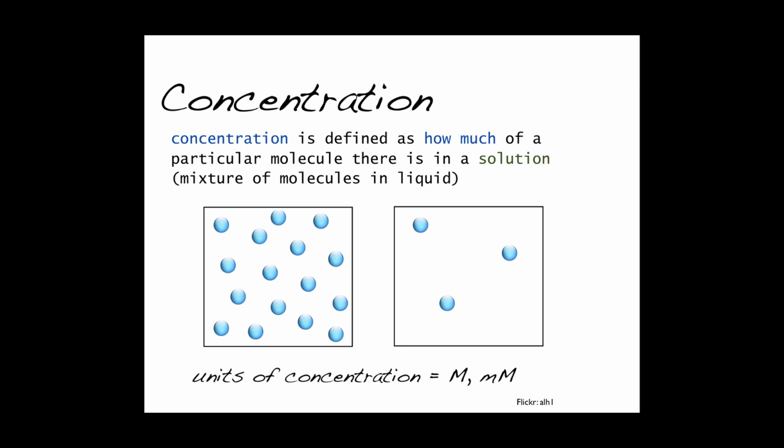Normally, concentration is measured in moles or millimoles. Moles is spelled M-O-L-E-S and millimoles is M-I-L-L-I and then moles afterwards. So to recall, concentration is defined as how much of a particular molecule. So high concentration, lots of that molecule, low concentration, little bit of that molecule.